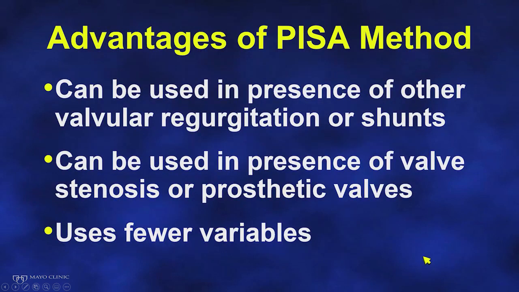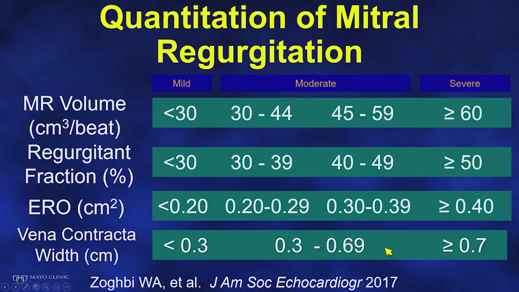The advantages of PISA is that it can be used in the presence of other valvular regurgitant lesions or shunts. It can be used in the presence of valve stenosis or prosthetic valves, and it uses fewer variables. Now, this is a very important slide, and it just needs to be committed to memory before you take your boards. What are the cutoffs for each of these particular quantitative parameters?